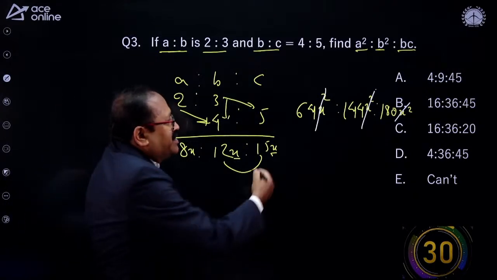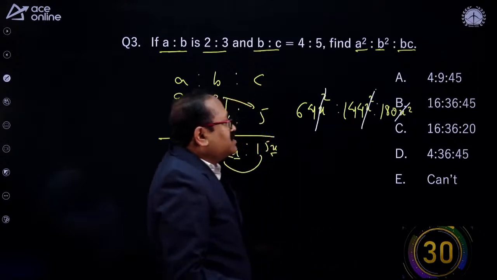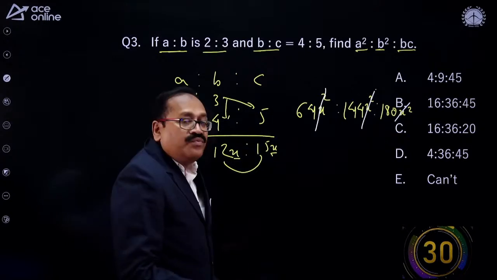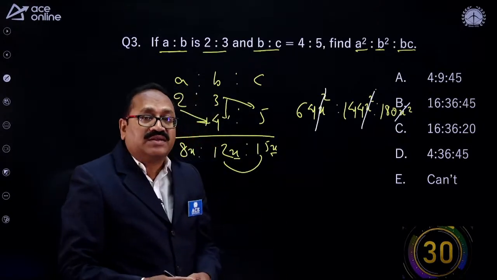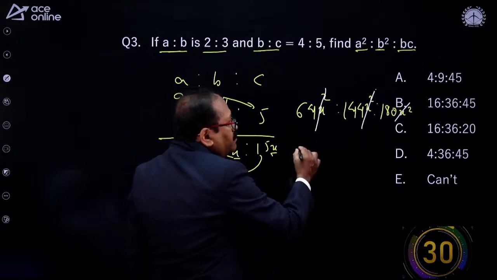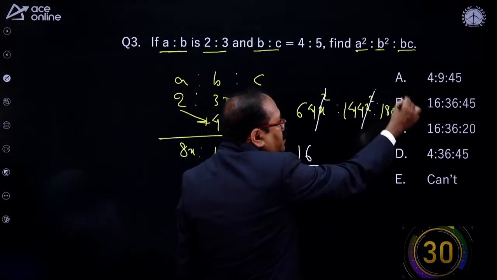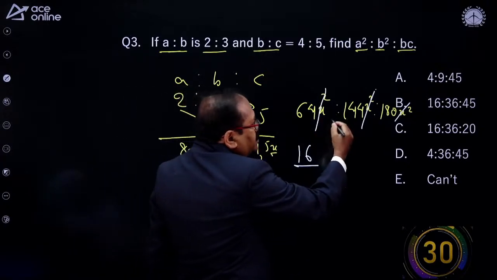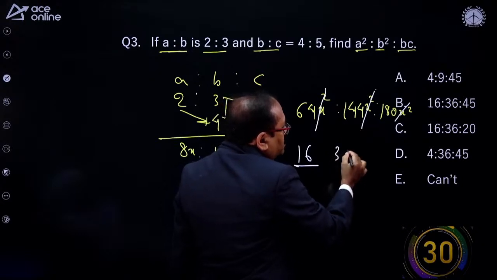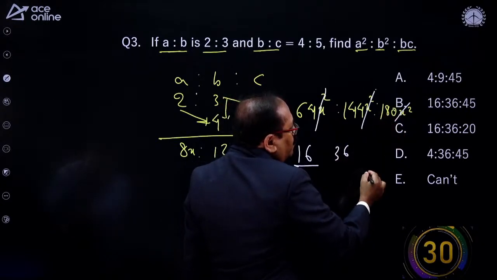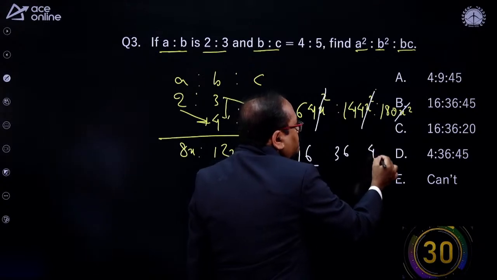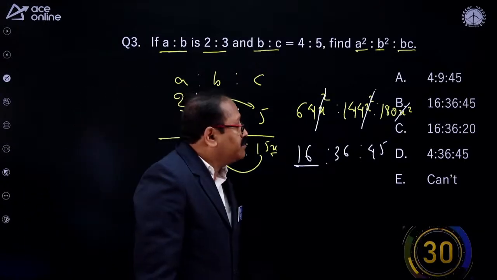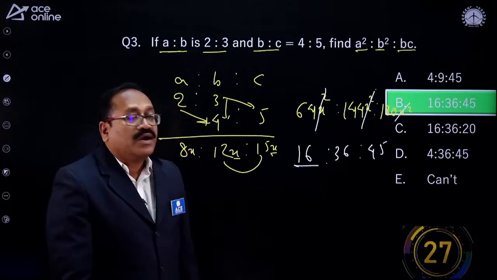The rest you must know, simple cancellation. All the numbers are getting cancelled by 4. Are they getting cancelled by 3 also? No, because the 64 is not getting cancelled by 3. So let's cancel by 4. I will be getting 16. With the first number you can't fix the answer because multiple options are there with 16. So this is a small calculation. Here with 4 you will be getting 36, and here with 4 you will be getting 45. So this is your answer: 16 is to 36 is to 45. That means your option choice B.